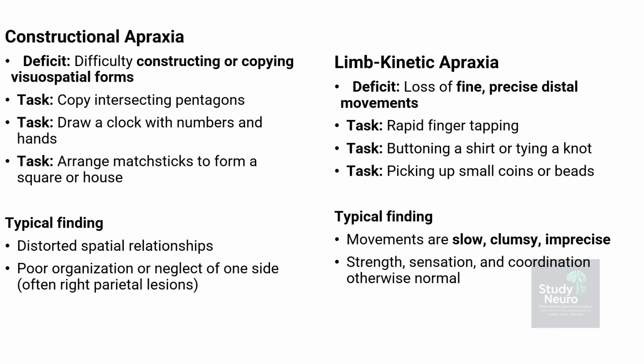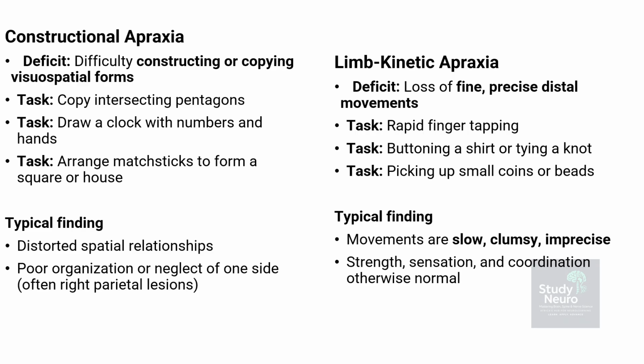Constructional apraxia refers to difficulty constructing or copying visual spatial forms despite intact vision and motor strength. At the bedside, this is assessed by asking the patient to copy intersecting pentagons, draw a clock with correctly placed numbers and hands, or arrange matchsticks to form simple shapes such as a square or a house. Typical errors include distorted spatial relationships, poor overall organization, or neglect of one side of the figure, findings that are often associated with right parietal lobe dysfunction.